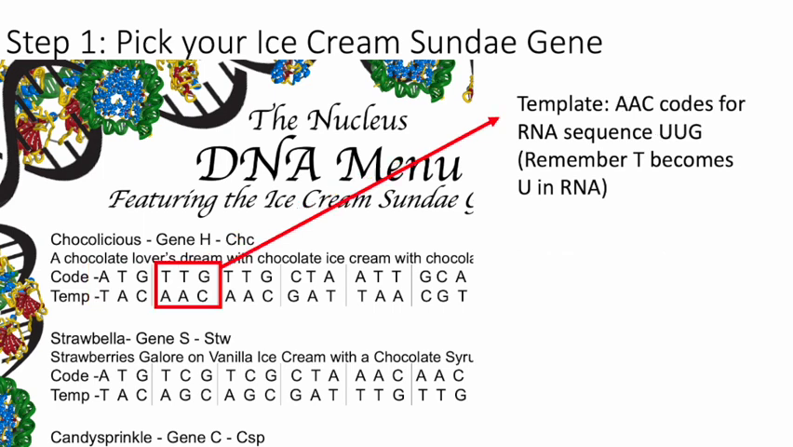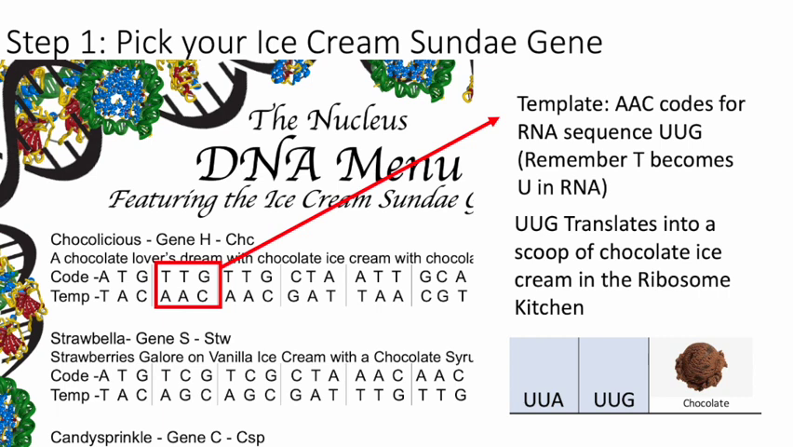Next in the sequence, the second codon, is going to be AAC for the Chocolicious gene. AAC codes for the RNA sequence UUG. Again, remember that T becomes U in RNA. In the ribosome kitchen, UUG translates into a scoop of ice cream. This way you can figure out what exactly are all the ingredients in each gene on the DNA menu.